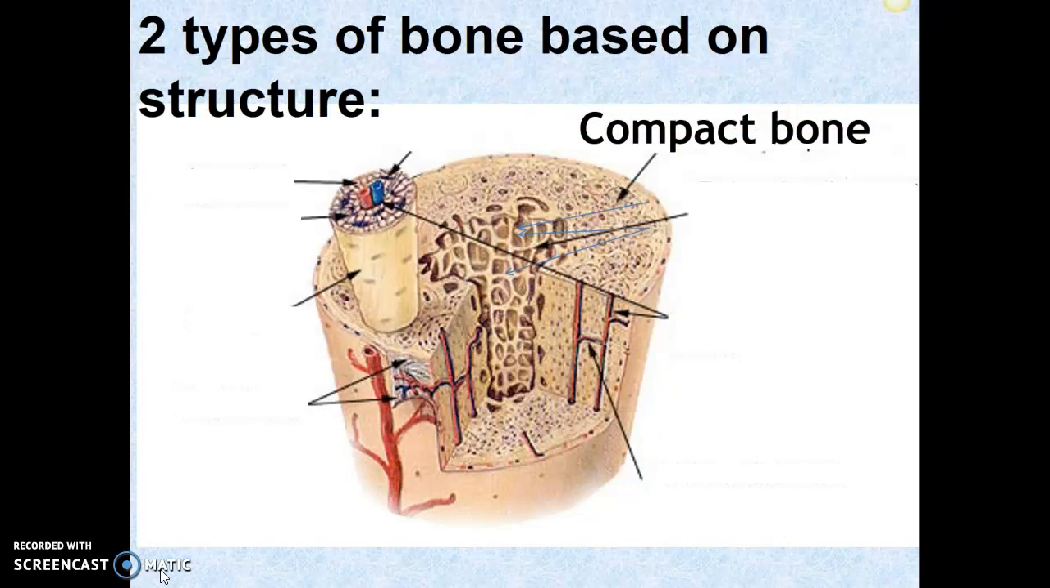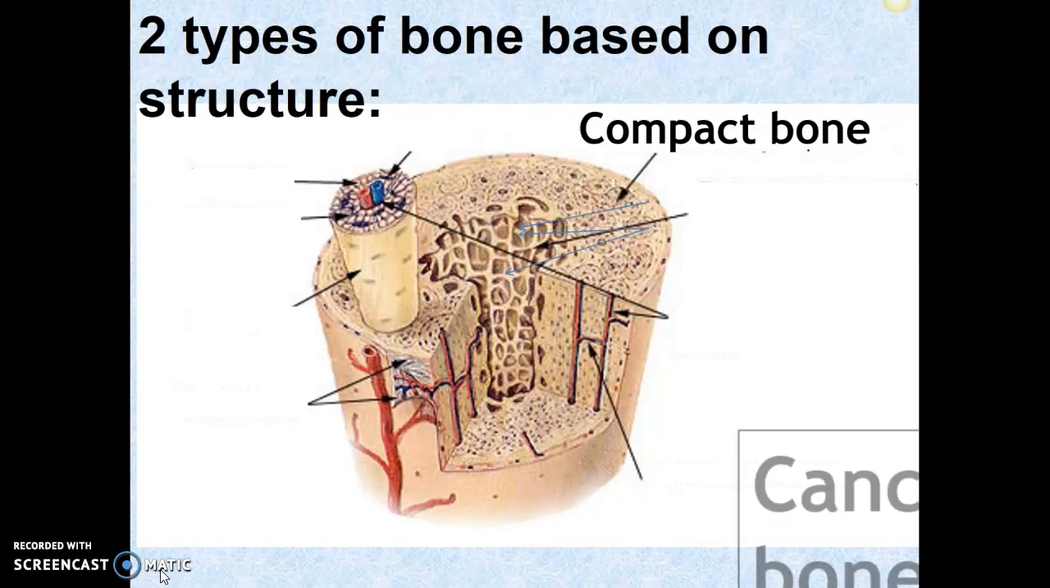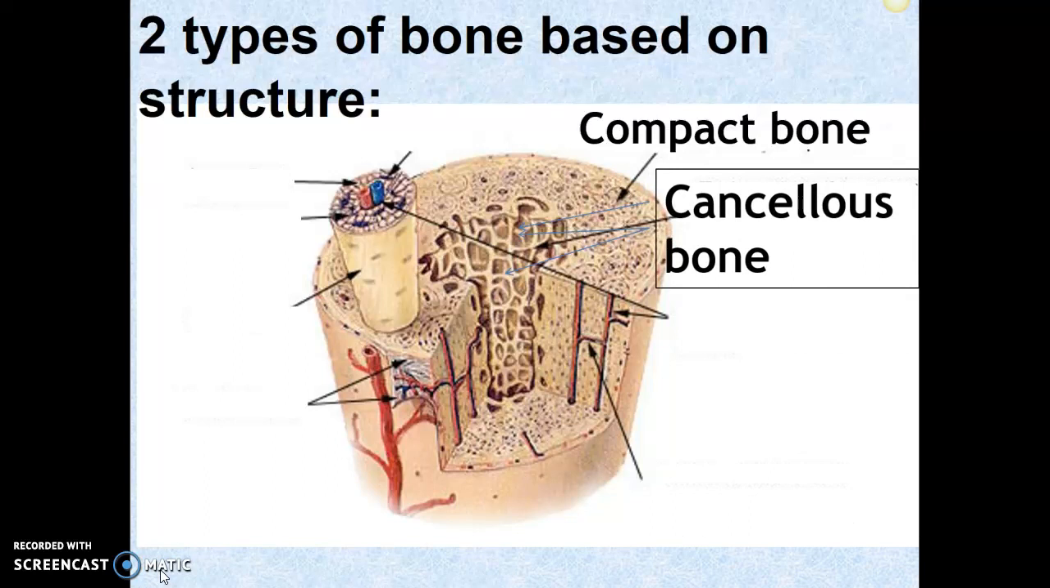The very inner layer lining the medulla has those little scaffolds. The spongy look is made by the trabeculae. That is called cancellous or spongy bone. So we call it cancellous bone. It's also known as spongy bone.